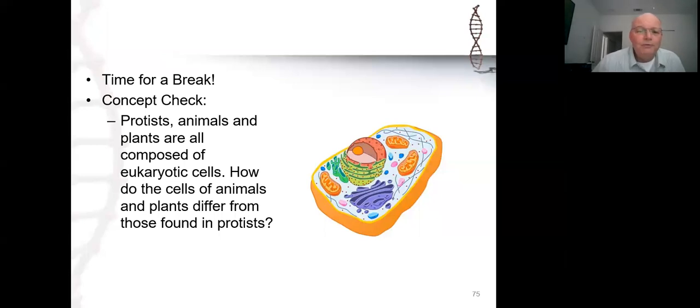Okay, so if you were paying attention to the last section, you should have the answer for this. Because remember, plants and animals are multicellular organisms. They're made up of many cells. And they not only need to connect to each other, they need to communicate with each other. In the case of protists, they're all unicellular, single cells. So they don't need to be connected to each other and they don't need to communicate with each other unless they are part of colonial protists. And there are some types of colonial protists, but by and large, the vast majority of protists are unicellular.